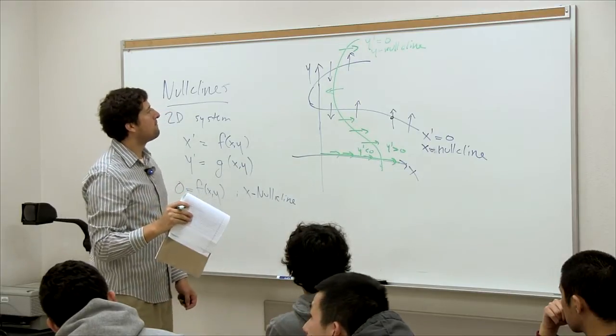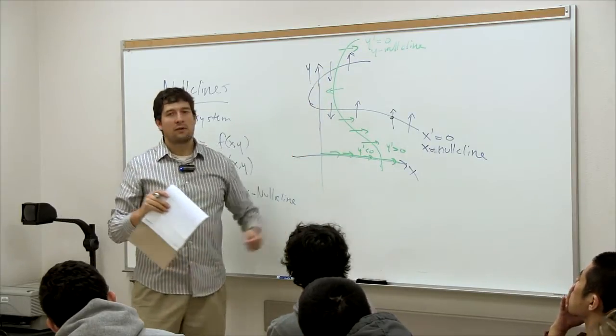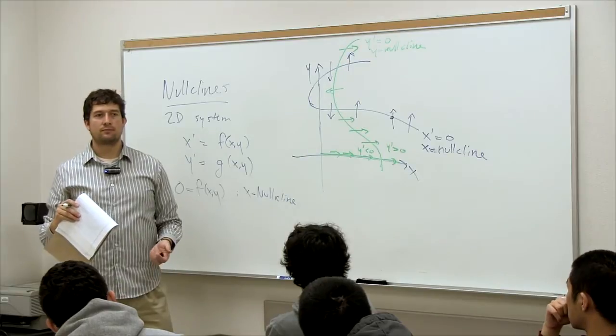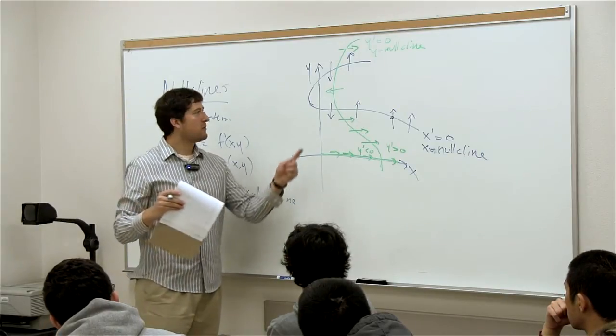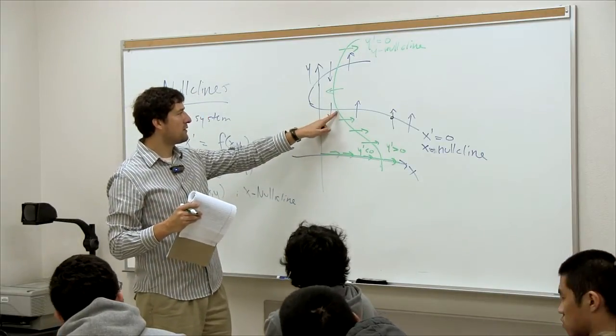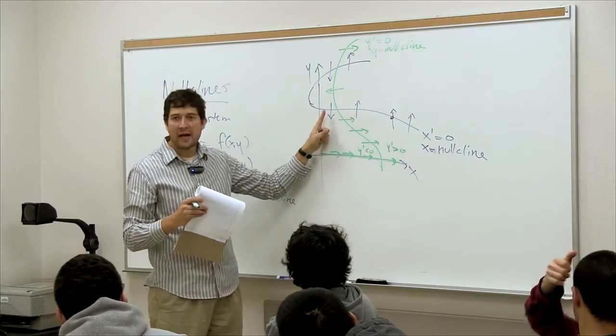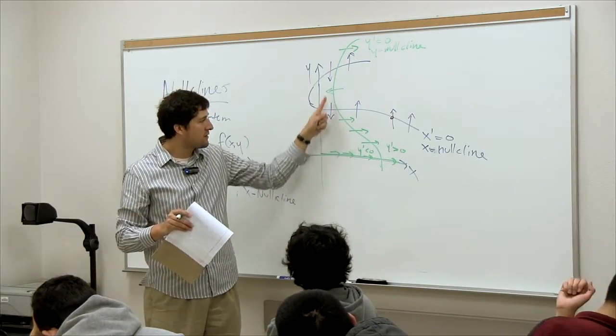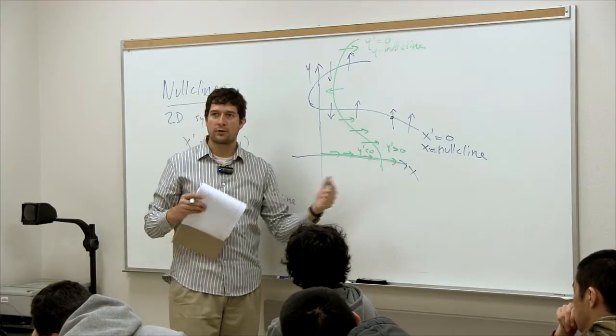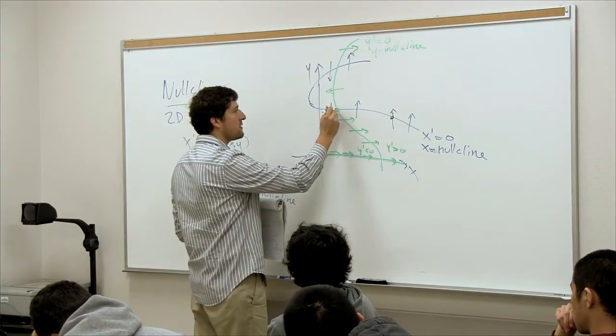What happens at the intersection of the two null lines? You have a steady state, because on the one hand, this point is on this null line, so the x component is 0. On the other hand, it's on the other null line, so the y component is also 0. So that means that it's a steady state.